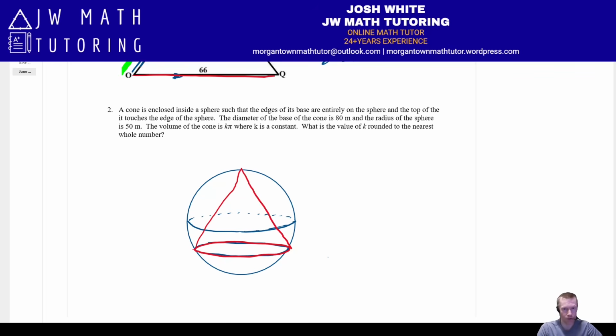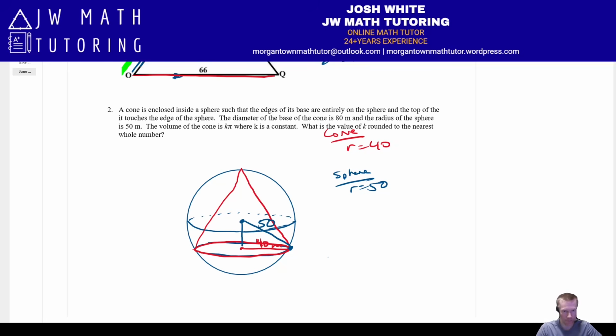Okay, the diameter of the base is 80. That means the radius will be half that, so the radius here will be 40. I'm going to distinguish that that's the cone, not the sphere radius, because it tells us in the next part of the sentence that the radius of the sphere is 50. So we look here from the center, and this is the whole thing that helps you solve this problem if you don't know how to set it up. From here out to the edge of the base of the cone, this is a radius of the sphere, so this is 50.